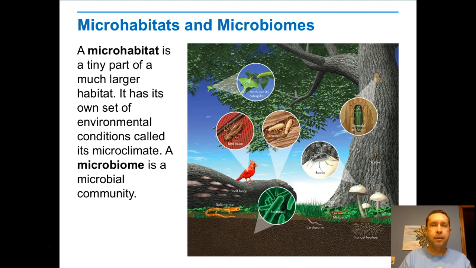So within the habitat, you can have microhabitats and microbiomes. A microhabitat is a tiny part of a much larger habitat, maybe just the soil within a forest, or up in the canopy, or within a particular tree, or a part of a tree. It has its own set of environmental conditions called its microclimate. A microbiome is all the microbial things that live within a particular part of the environment, maybe within the gut of a living thing, maybe within the soil, maybe within a tree, whatever it might be.